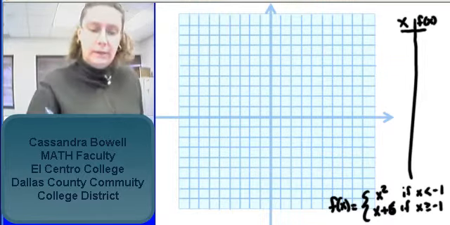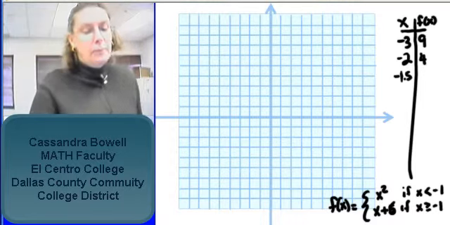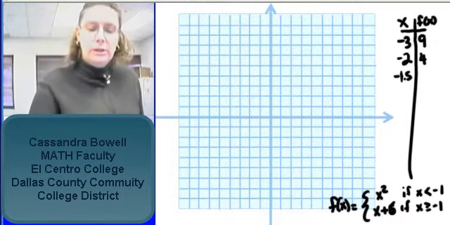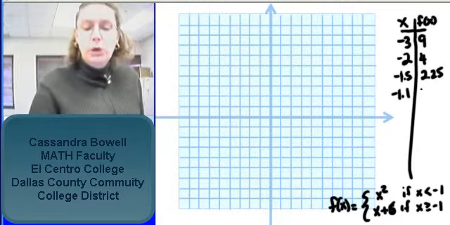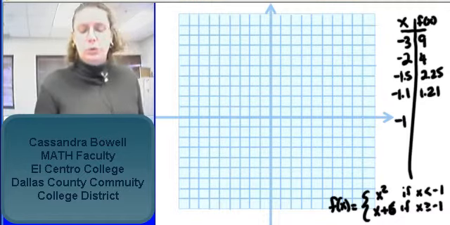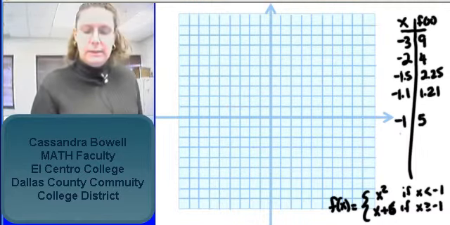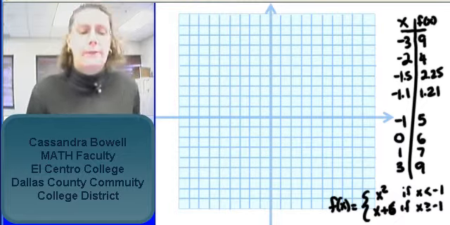So what we started with -3, we got +9. We did -2, we got +4. We did -1.5, still using the top rule here, we got 2.25. We used -1.1, we got 1.21. Okay? Then when we got to -1, we had to switch rules. So we got 5, and when we used 0, we got 6. We used 1, we got 7, and when we used 3, we got 9. So there's our ordered pairs that we want to graph on our graph.